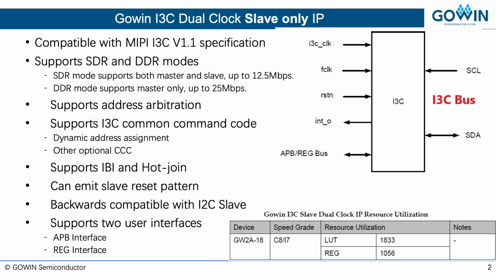When the I3C_CLK is 90 megahertz, the I3C SCL speeds up to 12.5 megahertz. The LUT utilization for this IP is about 1.K and the register usage is about 1.05K. This is slightly less compared to the I3C dual clock master slave combo IP.